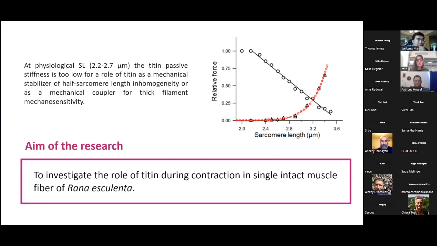activation. So the aim of this research is to investigate the role of titin during contraction in situ, so in a single intact muscle cell of Rana esculenta. The frog skeletal muscle is our sample of choice because it allows us to perform high resolution sarcomere mechanics and therefore to record change in force on the order of piconewton per active filament and change in length on the order of nanometer per half sarcomere.